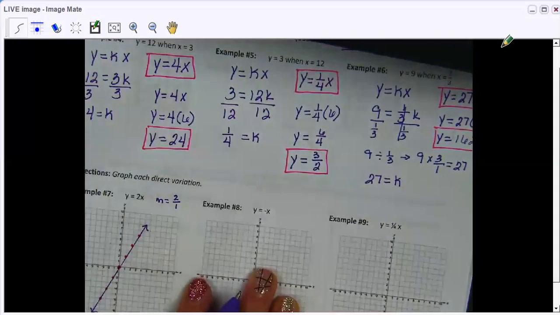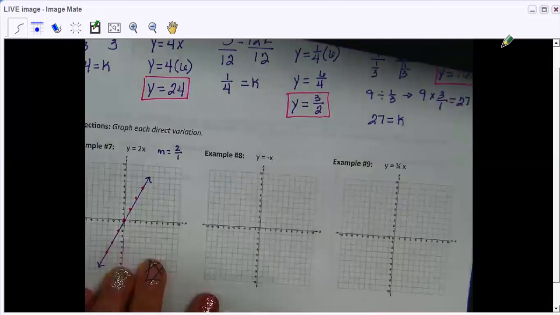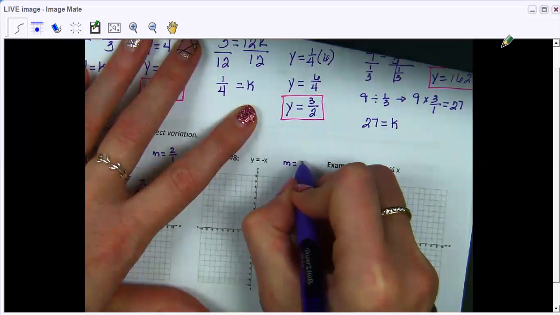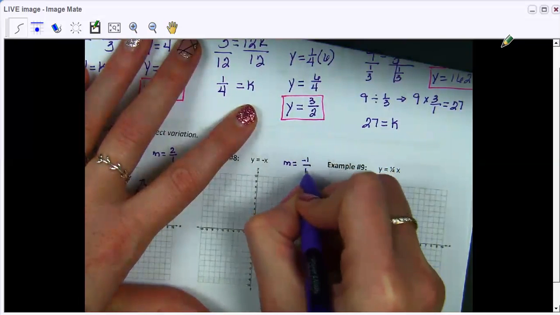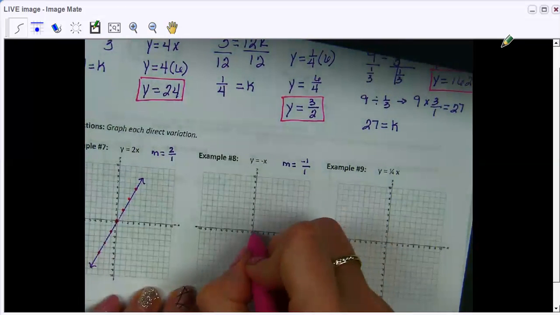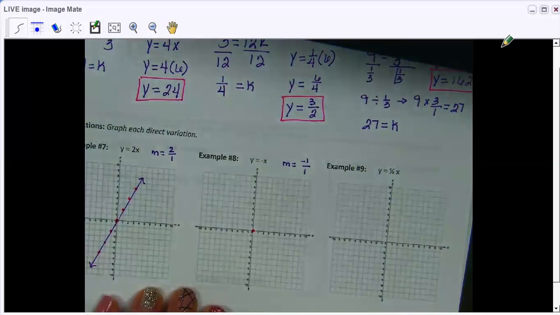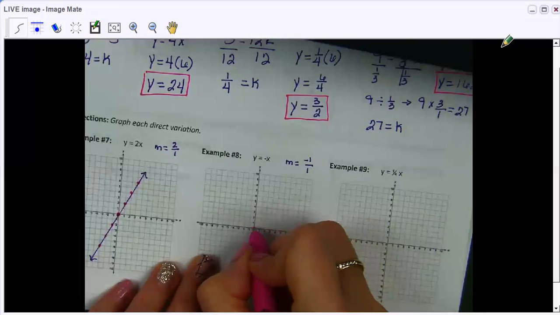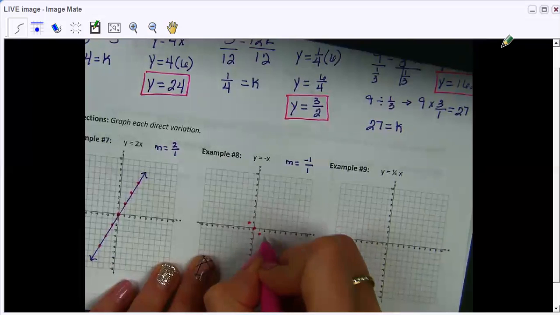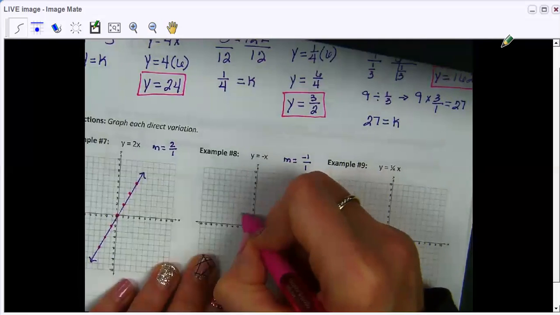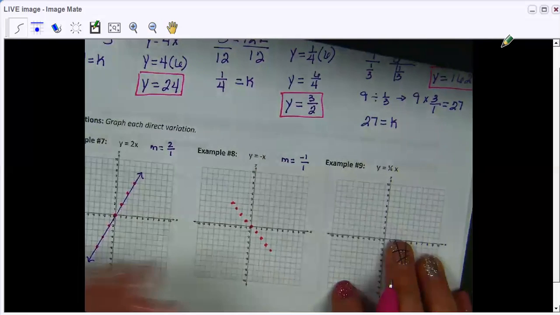Okay, that was easy enough. So what is our slope for this one? -1. Okay, so it'd be -1 over 1, right? So we're going to start at the origin, and now this is a negative slope, so that means it's going to go in the opposite direction. So if we go up 1, we have to go to the left 1. But if we go down 1, we're going to go to the right 1. And so your line should be forming up and to the left, okay?